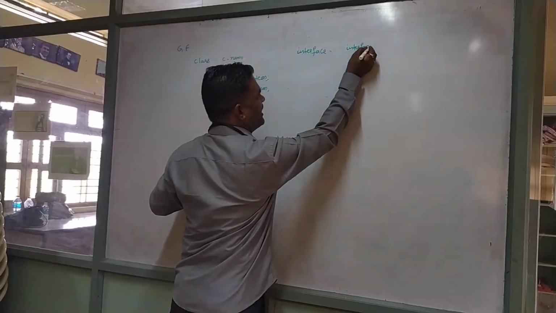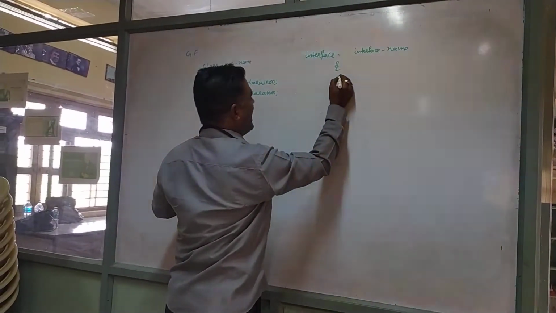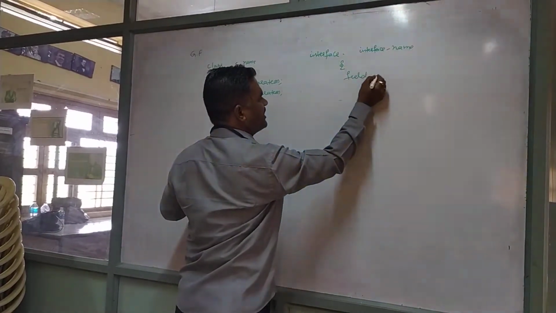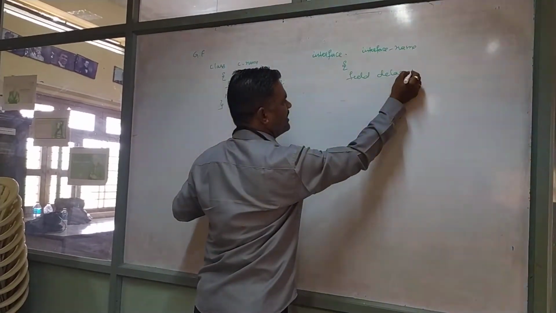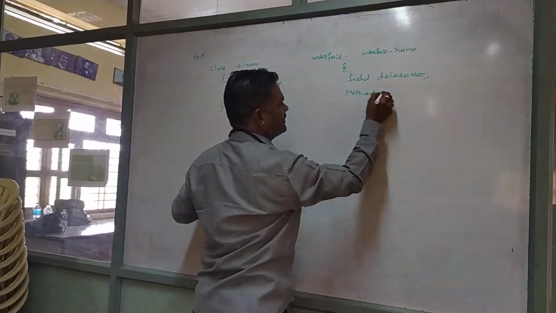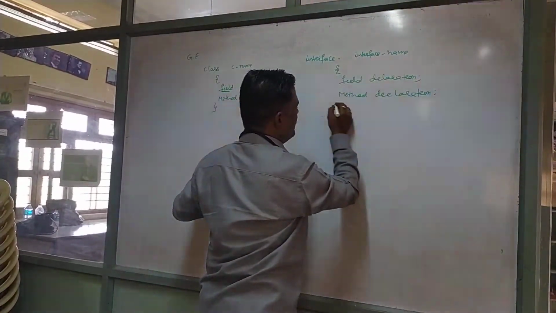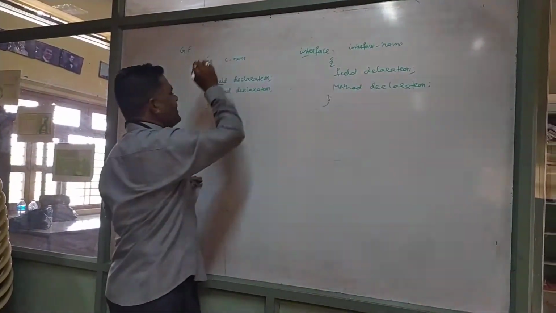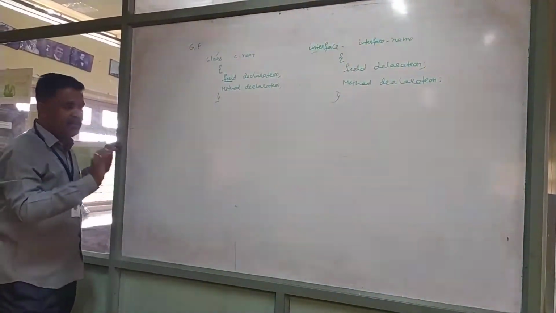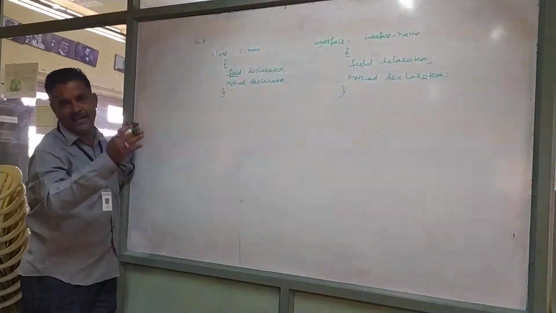Here, this is the interface name. First one is field declaration. Second one is method declaration. Same as the class, but instead of class, here we mention interface. Today we are discussing how to extend the class with interface.